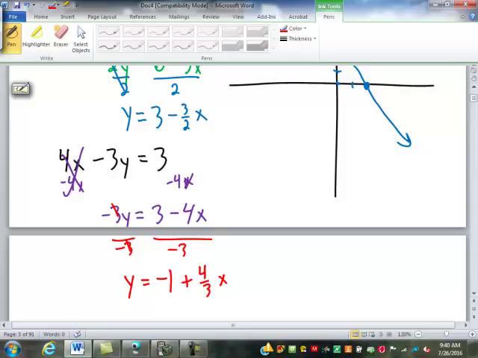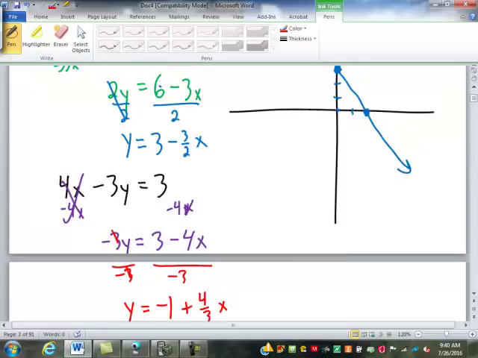So we're going to start where? -1 right there. And from there we're going to go up 4 over 3. Just like that.